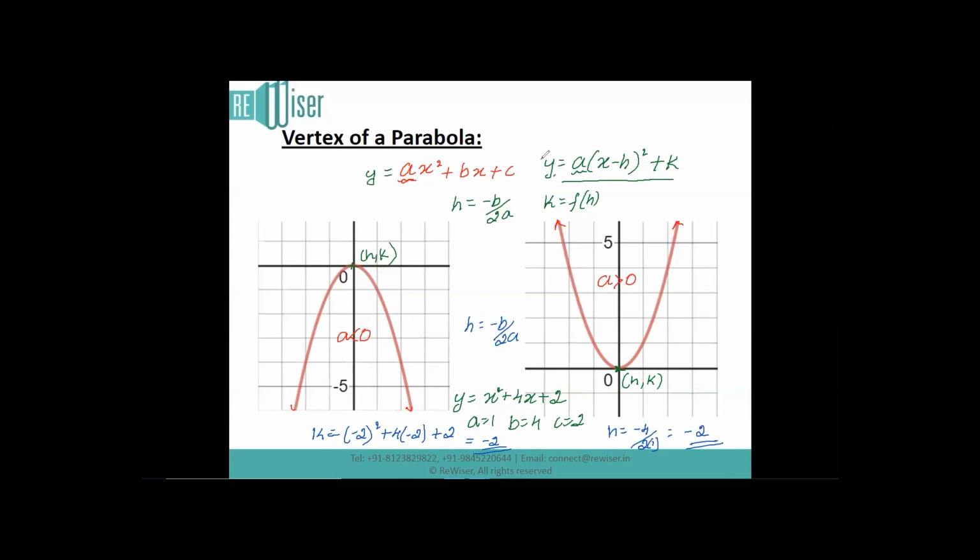And if I put that in my form, in place of a I have 1. In place of x, I have x itself. In place of h, I have negative 2, so negative of negative 2 will be positive 2 whole square. And in place of k also I have negative 2. So if this is the general form of your equation, x square plus 4x plus 2, this is the vertex form of that particular equation.